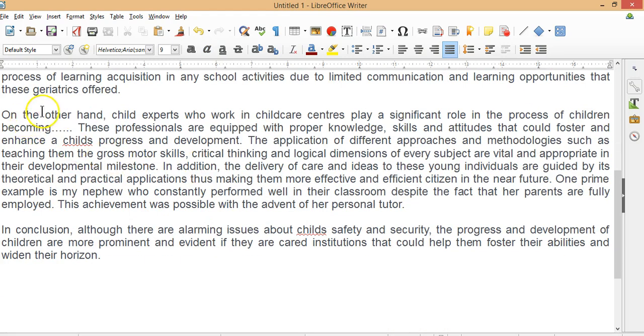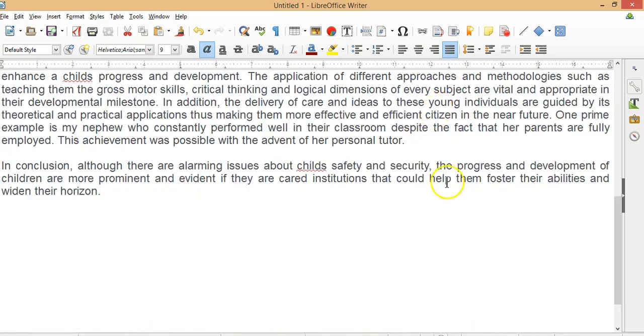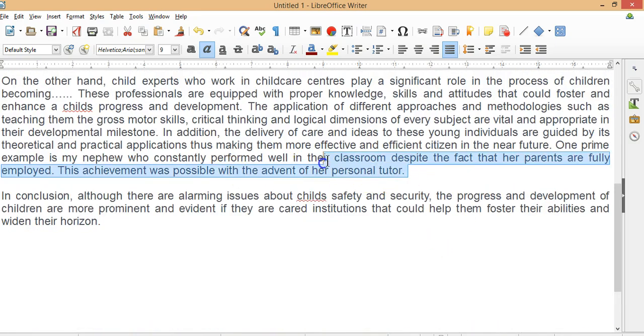So you've got some good ideas in this. Well, there are some. So child experts are professionals, they've got proper knowledge, skills, okay. But we've got a bit of repetition, and the example seems to be irrelevant. Perform well in the classroom. Well, a classroom is not a childcare centre. This is for preschool age, so it's not kids at school. And a personal tutor, so this example is basically irrelevant.